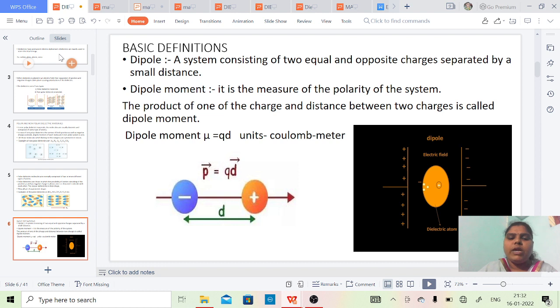Dipole moment mu equals qd, with units coulomb meters. Here q is one charge, and the separation distance between the two opposite charges is d. We are considering the dipole moment as mu, the product of any one of the charges and the distance between the two charges. So mu equals qd.